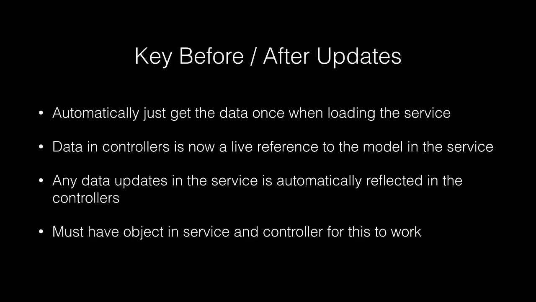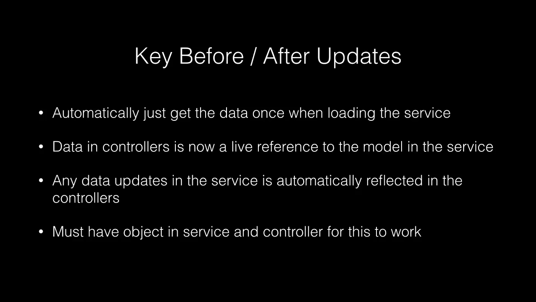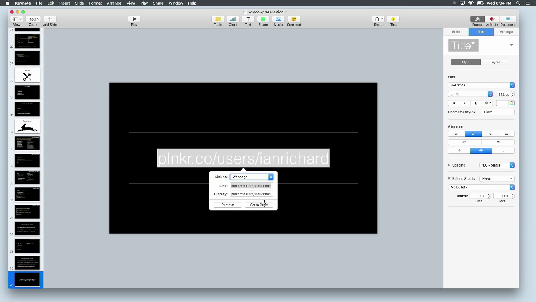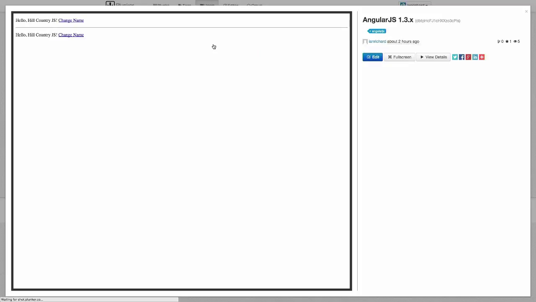So basically, before and after updates of the previous one to this one: you get data once when you're loading the service. Now there's a live reference. Whenever you update stuff in the service, it's automatically reflected to controllers. But the one gotcha, and the reason I guess I couldn't get it to work in the first place, was that you have to have an object in the service and the controller for that to work. For some reason, they both have to be objects and they'll be happy together. So I made a demo page if you're interested.